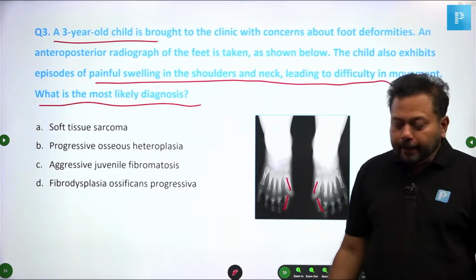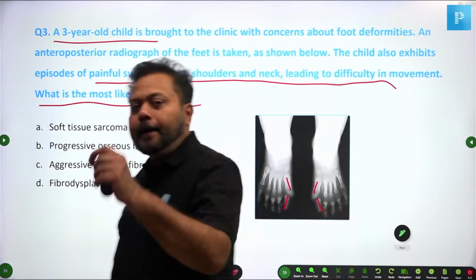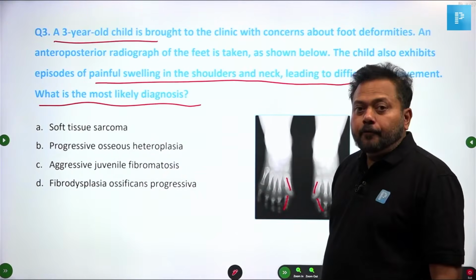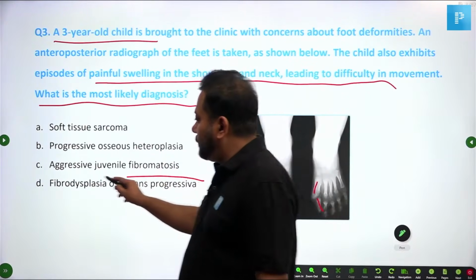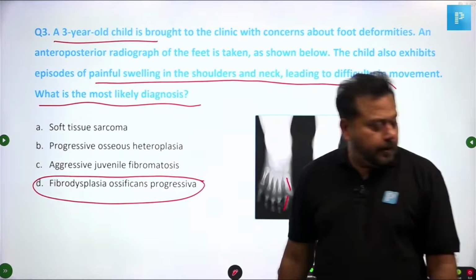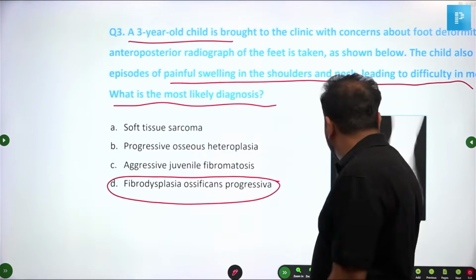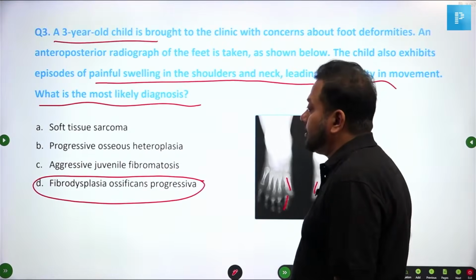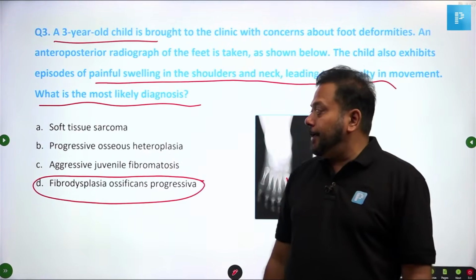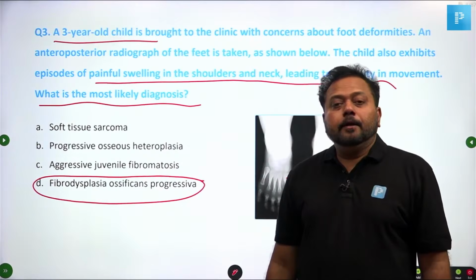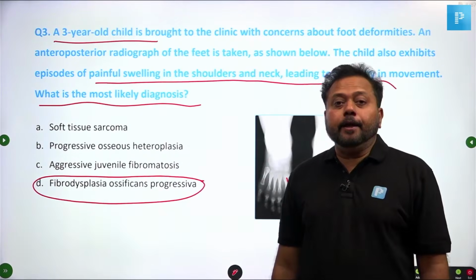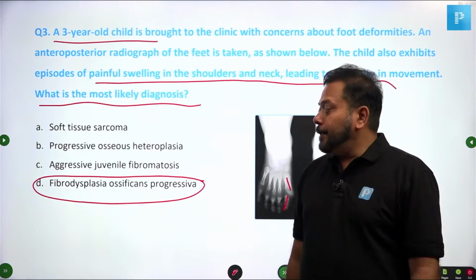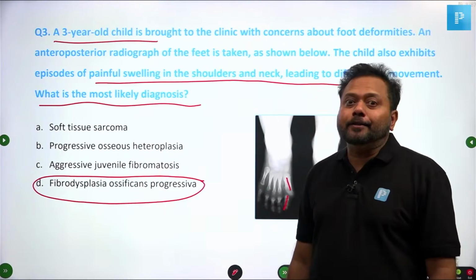Think and answer. This is a typical INI-CET type of question. The diagnosis is Fibrodysplasia ossificans progressiva, right? So that is the diagnosis. You see, myositis ossificans is divided into two main types: one is myositis ossificans traumatica, another is myositis ossificans progressiva.